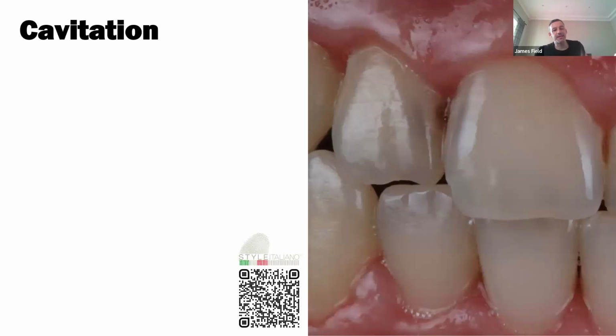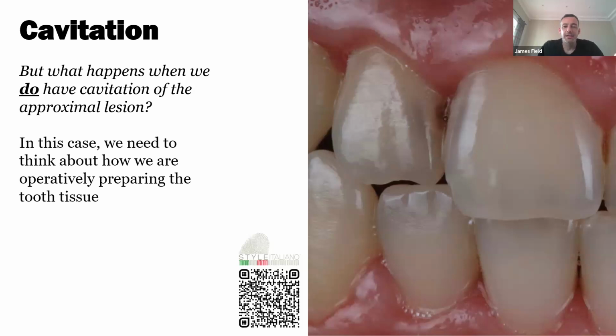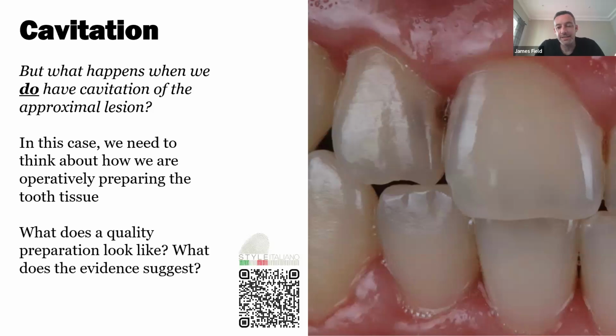So if we think about cavitation, again, I've put a little QR code up here because I gathered some of this material from the Style Italiano resources about what happens when we do have cavitation of the approximal lesion, because at this point we need to think about how we're going to operatively intervene, how we're going to operatively prepare that tooth tissue. And one of the things I'm going to talk about next is well publicized. It's taught almost as standard in pretty much any dental school, but it's what a quality preparation looks like. And what does the evidence suggest that should look like, and how should we prepare it?